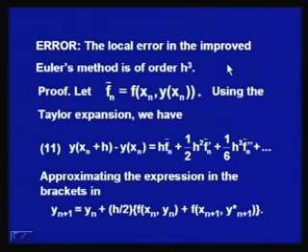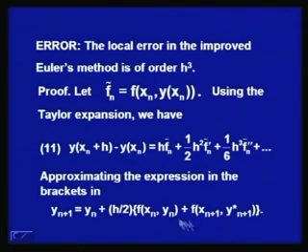The local error in the improved Euler's method is of order h cube. To prove this, let us say f_n cap is equal to f(x_n, y) at x_n. If we use the Taylor's expansion, we will find that y at x_n plus h minus y at x_n is equal to h into f_n cap, because h into dy by dx at x_n is f at (x_n, y_n). So, we will have f_n cap here plus half h square f_n dash cap plus 1 by 6 h cube f_n double dash cap and so on. Now, approximating the expression in the brackets in y_{n+1} equal to y_n plus h by 2 [f(x_n, y_n) plus f(x_{n+1}, y_{n+1}*)].